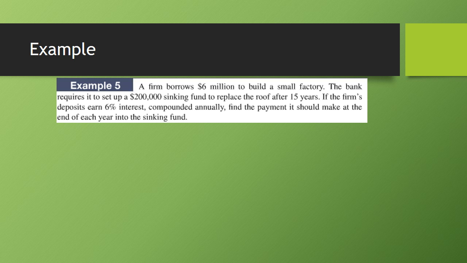Okay, here's another example. A firm borrows $6 million to build a small factory. The bank requires it to set up a $200,000 sinking fund to replace the roof after 15 years. If the firm's deposits earn 6% interest compounded annually, find the payment it should make at the end of each year into the sinking fund. So again, payments are at the end. It's an ordinary annuity. Notice it's compounded annually. Pause the recording, try the problem, and then resume the recording to check your answer.